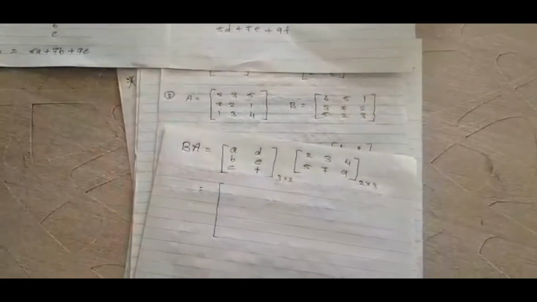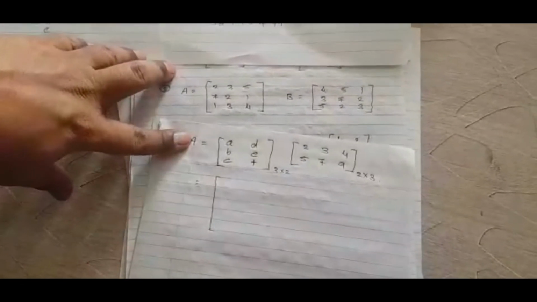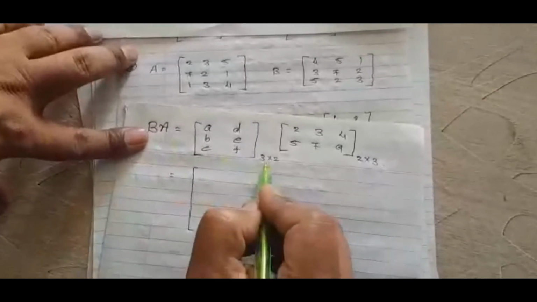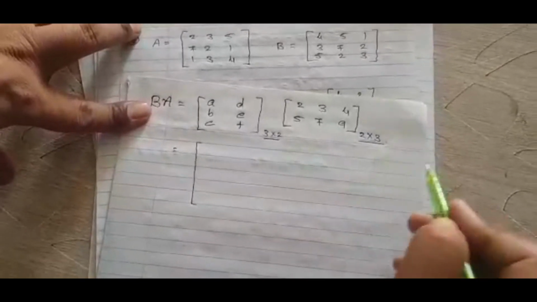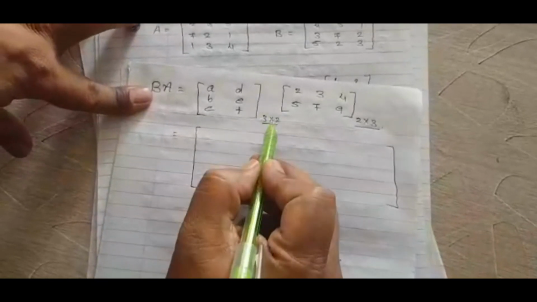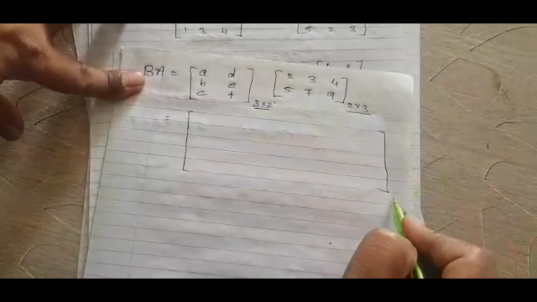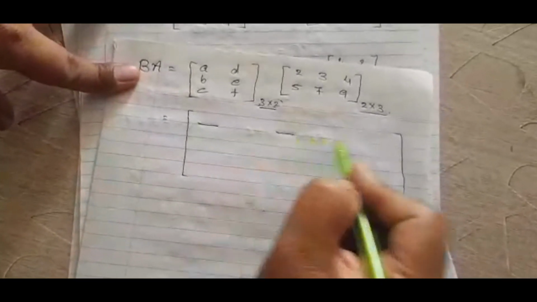Now I'm taking the same example, A and B, but this time I'm going to find BA. Means B will be 3 by 2 and A will be 2 by 3. So just think, what should your outcome be? The inner 2 and 2 match, so your outcome will be 3 by 3. How many elements are there? 9.